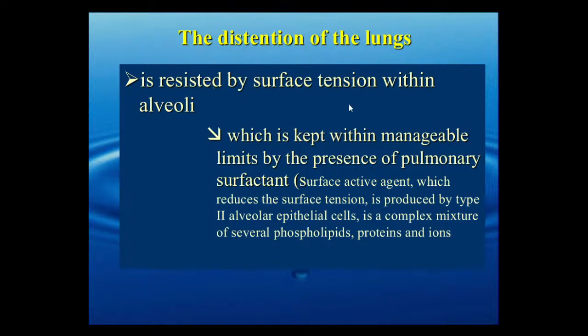The distension of the lungs is resisted by surface tension within the alveoli, which is kept within manageable limits by the presence of pulmonary surfactant. Surfactant, as you should know already, is a surface active agent which reduces the surface tension, is produced by type 2 alveolar epithelial cells, and is a complex mixture of several phospholipids, proteins, and ions.